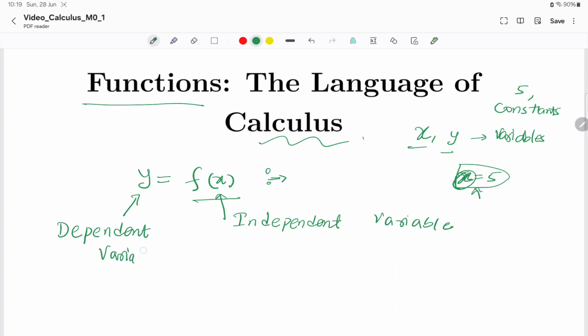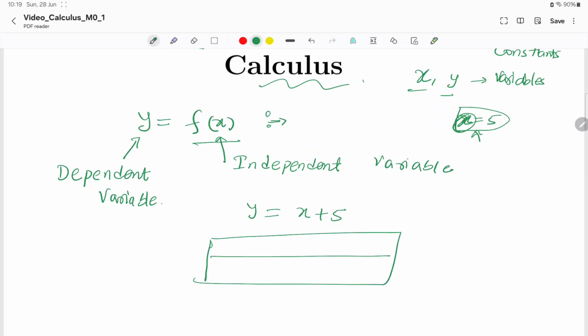What is the meaning of dependent variable? If you give some input x to the function, there will be some value corresponding to that. That's why it's called dependent. Suppose, for example, I write y equal to f(x) is simply x plus 5. If I make one simple table, here this is x, this is y. If I give an input 0, then y is 5. You can clearly see, at a particular x, this is y. So be sure about this: what is y at a particular x?